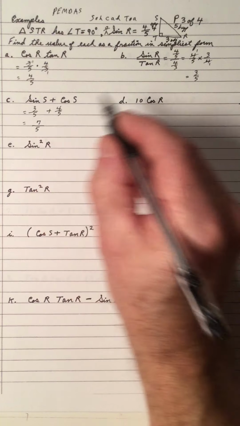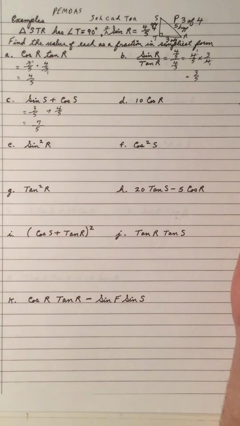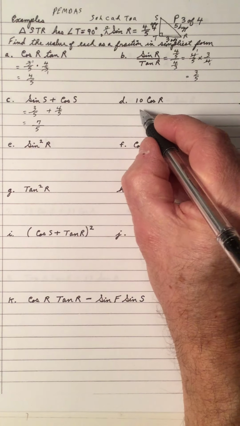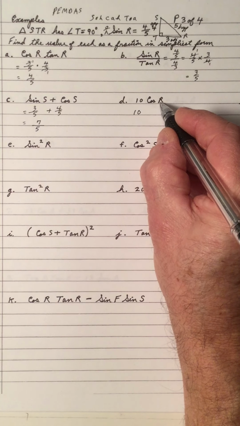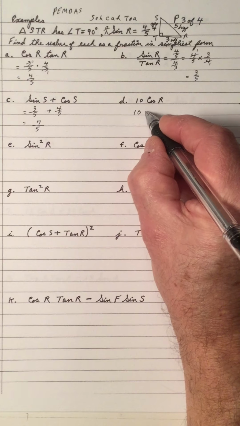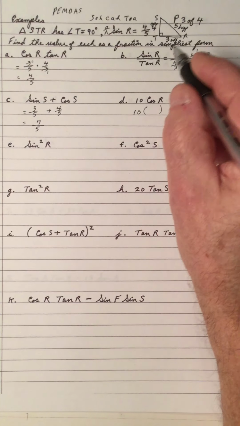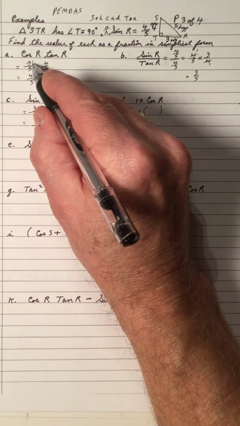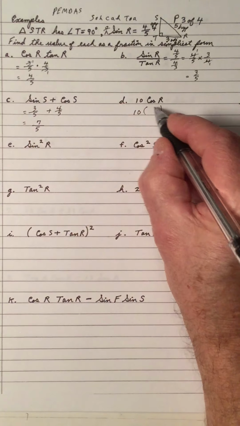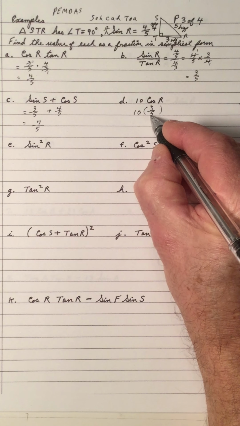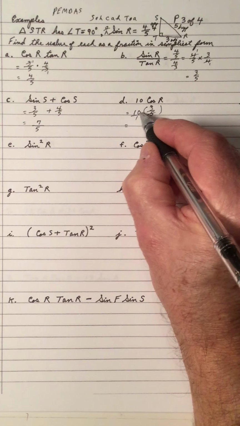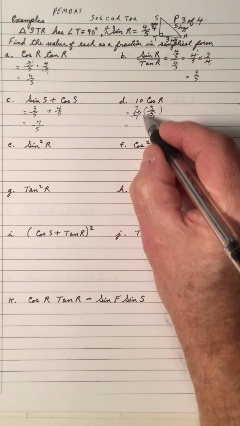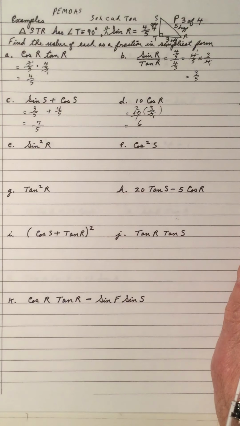We could say 1 2/5 or 1.4, but D, 10 cos r is the same as the multiplication. So the cos of r, do we have cos? Cos of r, we have it done, is 3/5. And we're multiplying, so it's 10 over 1. 5 into 10 goes 2, so we get a 6.